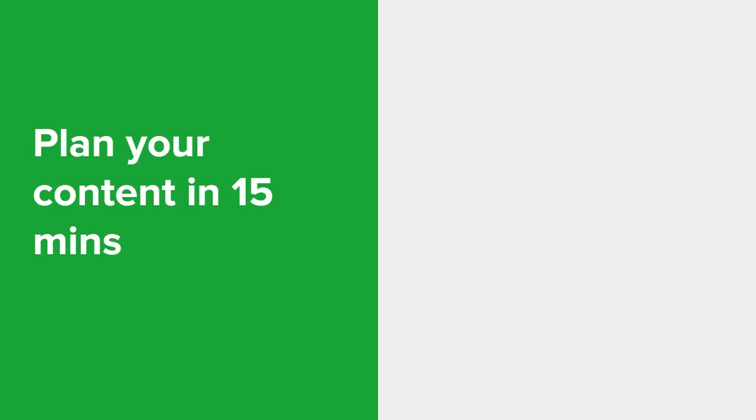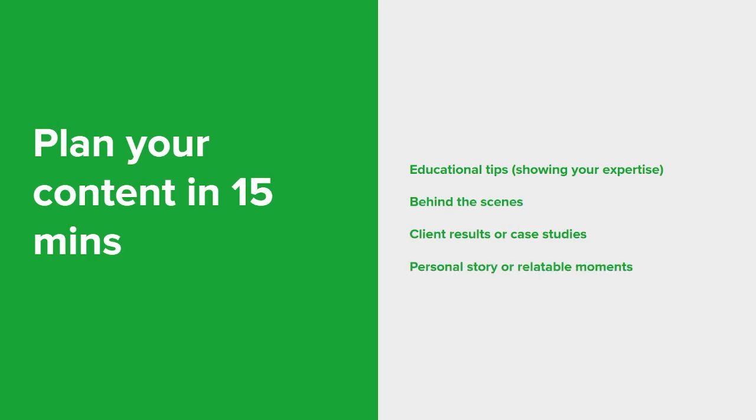You need about 3 to 5 repeating content pillars that show your brand's personality and trust. Realistically, you don't need 30 random ideas, you just need 3 to 5 categories that repeat. For example, educational tips, so posts that show your expertise, behind the scenes, client results or case studies, so testimonials to act as trust signals on your social feed, personal story or relatable moments, or trending or AI tips, whatever your niche is basically.